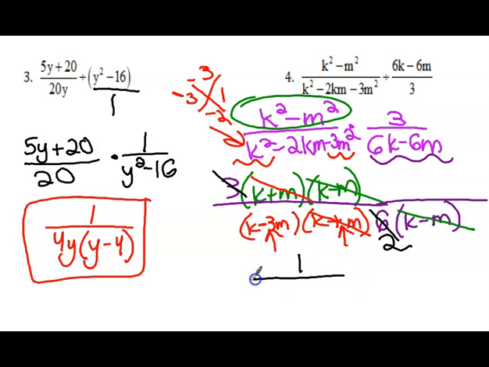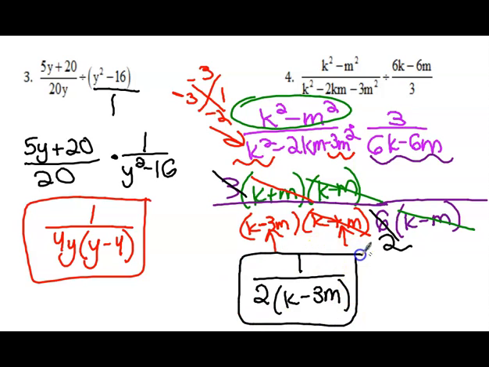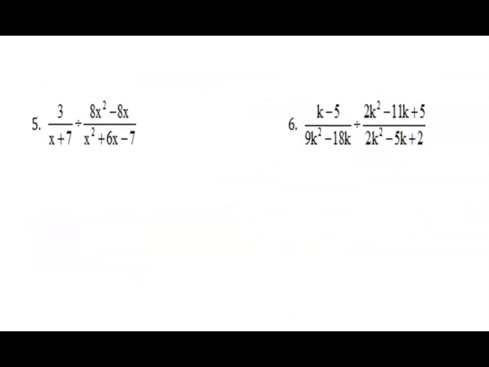So what's left on the top? Nothing. So we're going to put a 1 as a placeholder, so then we know it's a fraction. And then I have 2 times k minus 3m on the bottom. Okay, so that is my final answer for that one. Okay, so 2 more, and then we are done with this lesson.